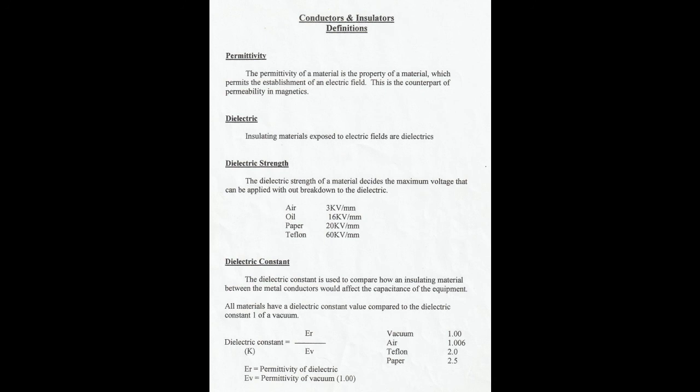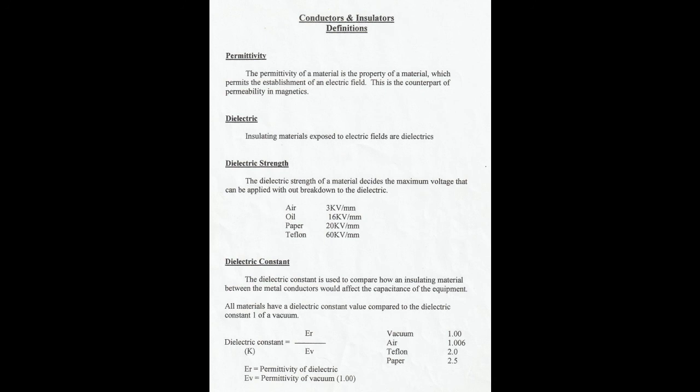So just some examples. The dielectric constant. Dielectric constant is used to compare how insulating materials between metal conductors would affect the capacitance of the equipment. All materials have dielectric constants that are compared to that of a vacuum. So, 1, 2, 3, 4 little definitions that you should know.